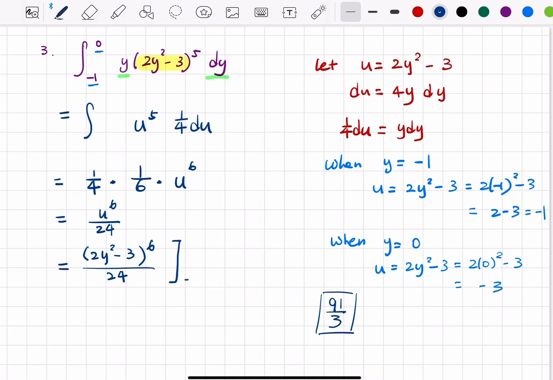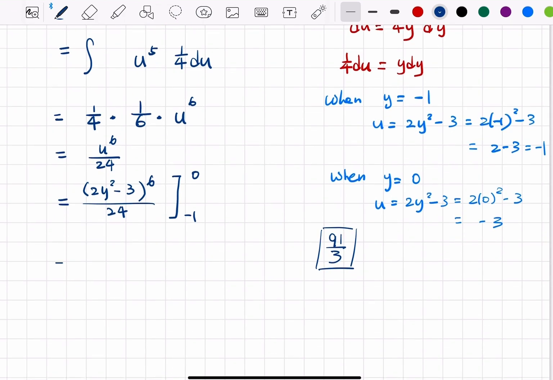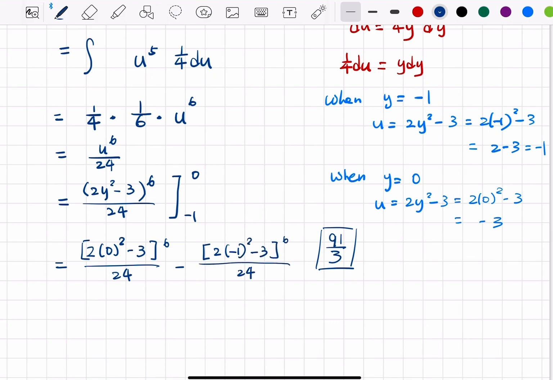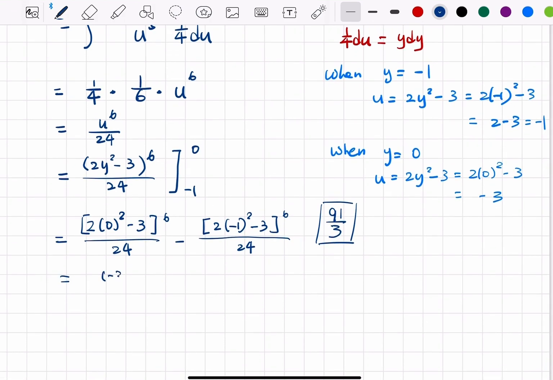Now we can evaluate from -1 to 0. Then 2 times 0 squared minus 3, to the 6th power over 24, minus 2 times negative 1 squared minus 3, to the 6th power over 24, which is still negative 3 to the 6th power over 24 minus 2 minus 1, negative 1 to the 6th power over 24. And I already did the calculation before since we got the same terms. We got 91 over 3 as the final answer.